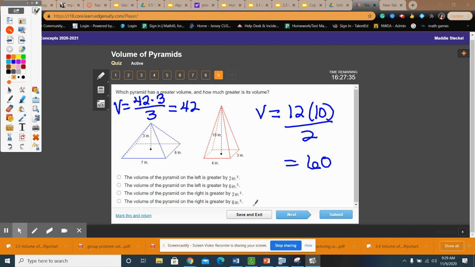Is it bigger by, did I mess up? Must have messed up. 4 times 3 is 12. Is it say 10? Oh, I divided by 2. Why would I divide by 2? 120.